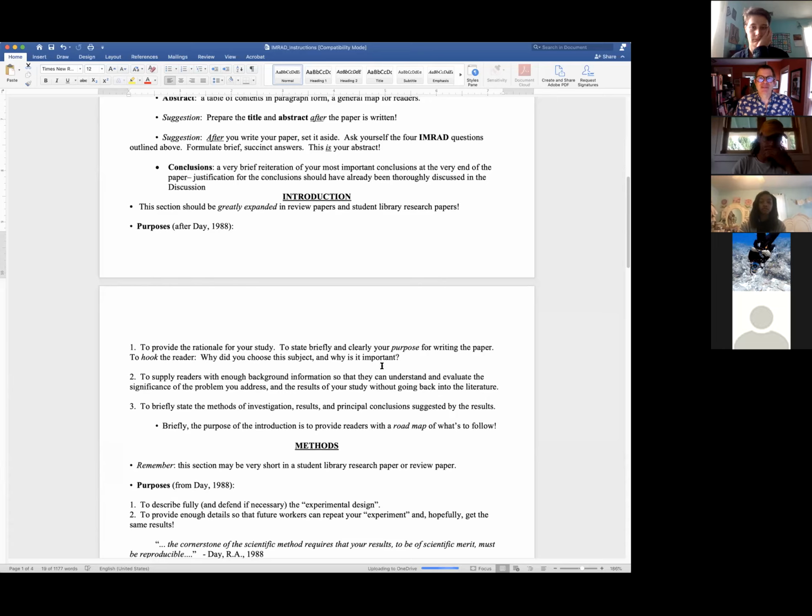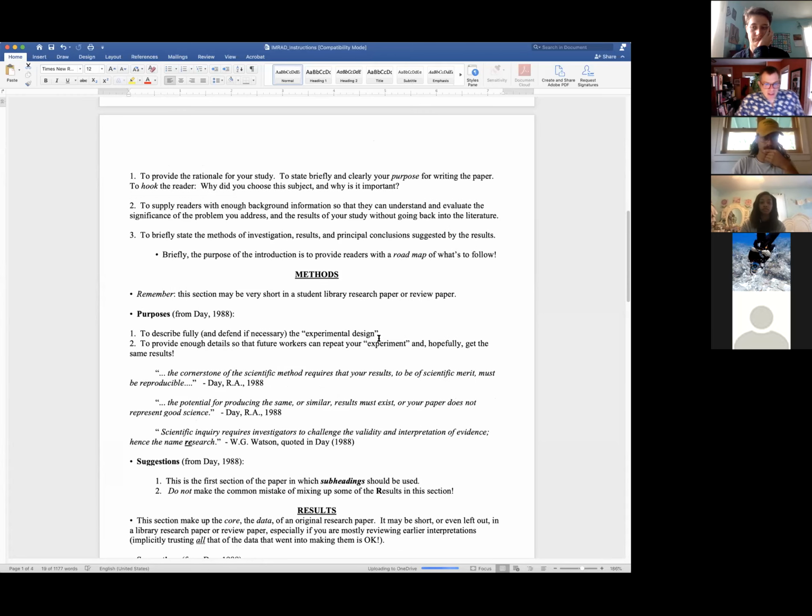Oftentimes the last sentence or two of the introduction is literally: the purpose of this paper is, in this paper we find, in this paper we explore. And so it's obvious to the reader at the end of the introduction why they should read the paper.